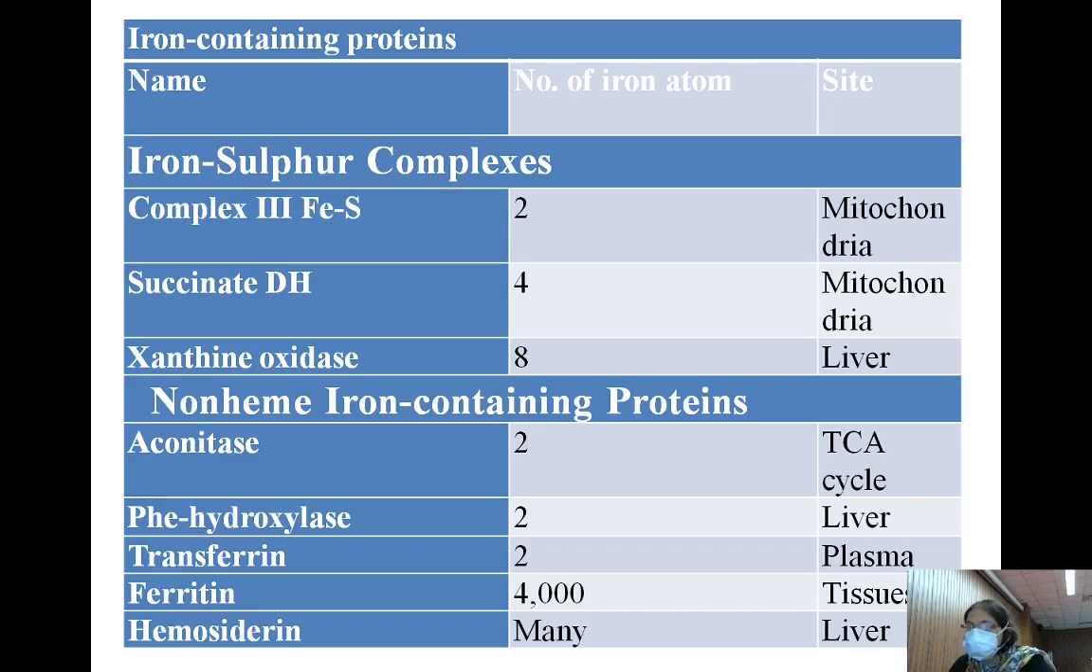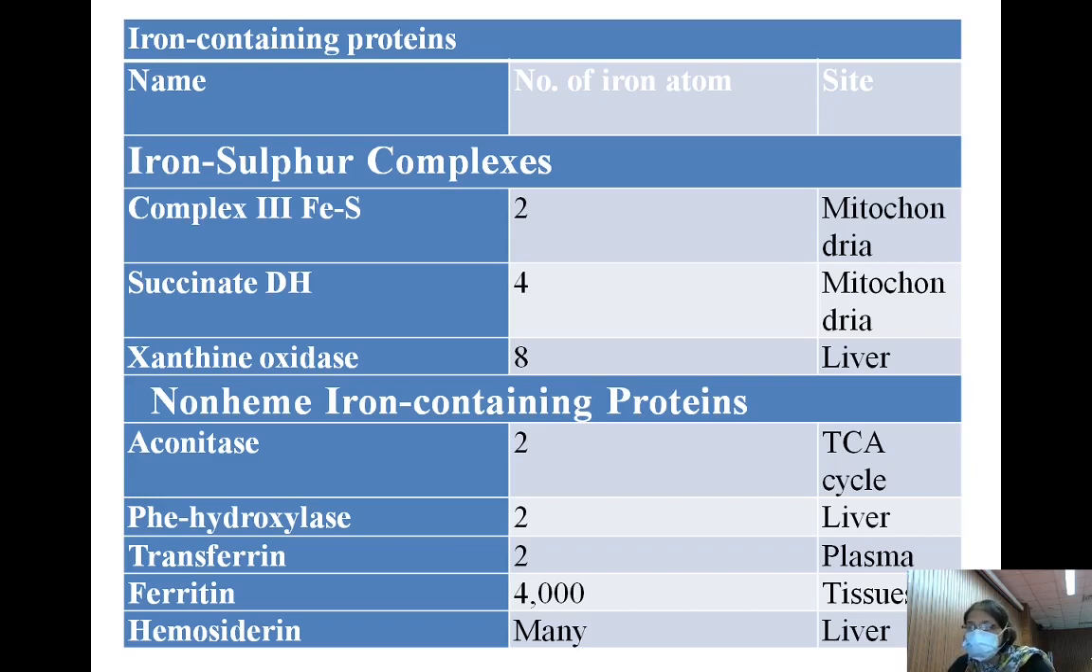Aconitase is an enzyme of the TCA cycle. By aconitase, citrate is metabolized first to isocitrate, then to oxalosuccinate. Number of iron atoms: 2. Free hydroxylase: 2, in the liver.